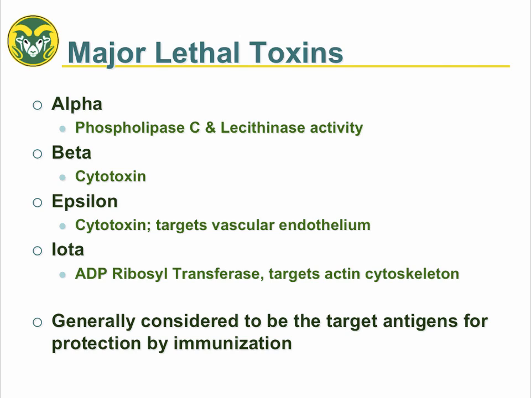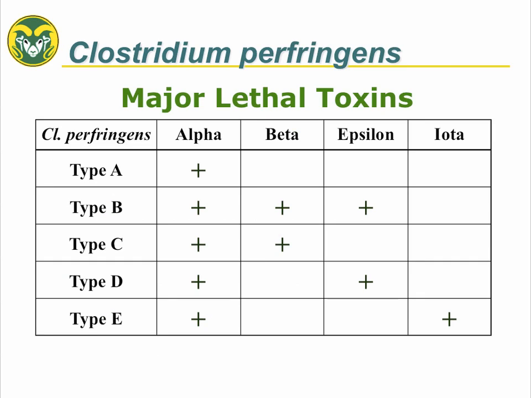So these 4 toxins are the primary lethal toxins. There are some other toxins involved in Clostridium perfringens, but because these are the primary lethal toxins, they're the toxins that we think of as targets for antigens and protection by immunization. Here's the breakdown of the different types and how they're classified based on their toxins.